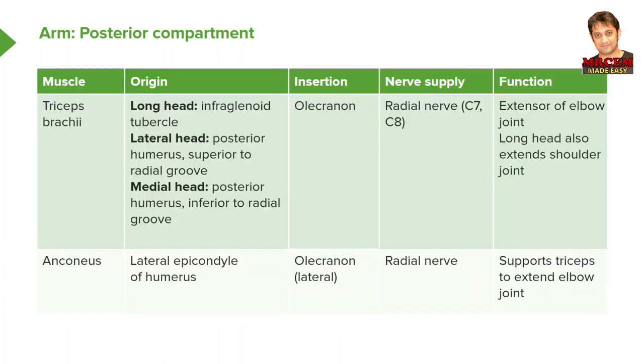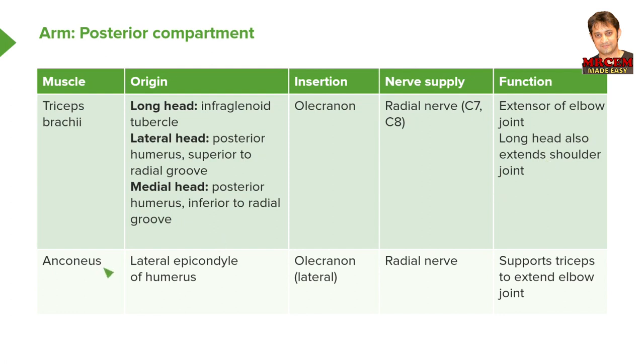All of these 3 muscles converge onto the olecranon. They're supplied by the radial nerve, and they're important in extending the elbow joint. So they're the antagonist of brachialis and biceps. The long head, because it crosses the glenohumeral joint, also serves to extend the shoulder joint.